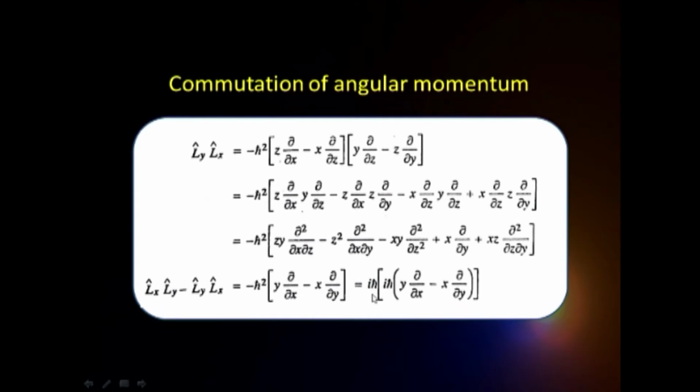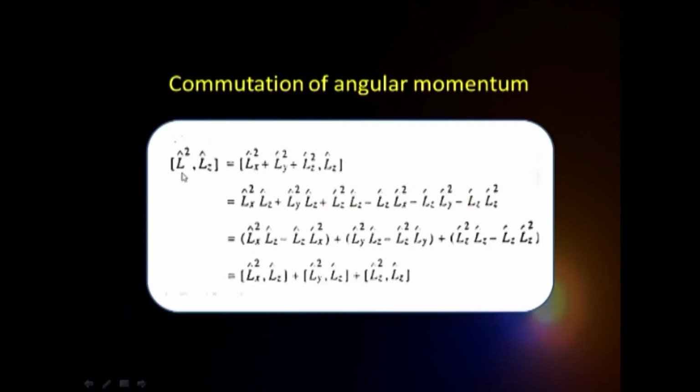And so, basically the commutation is going to give me a term, it is not turning out to be equal to 0, which means that L_x and L_y cannot be measured simultaneously. They have some value after the commutation is carried out on them.